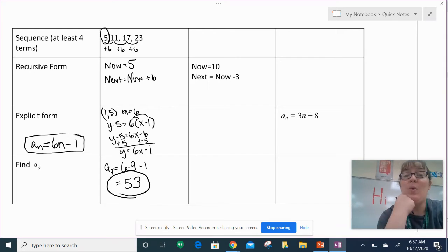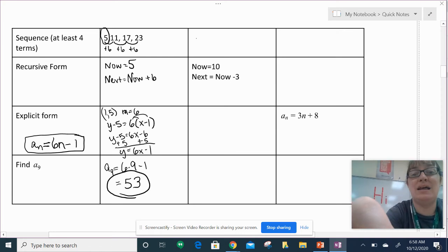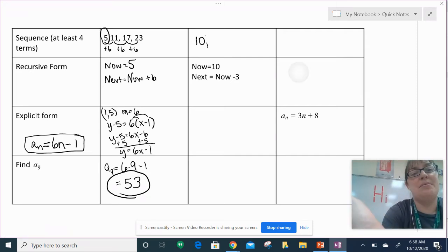All right, second one. What if I give you the recursive form and I ask you to write an explicit and find those different terms, but I also ask you to find the sequence? Guys, I think these are always easiest if we start by figuring out what the sequence is so we can see what it looks like. So writing the sequence, this first says now is 10. That means my first term is 10. To find the next term, it says take the now and subtract 3. So 10 minus 3 would give me 7.